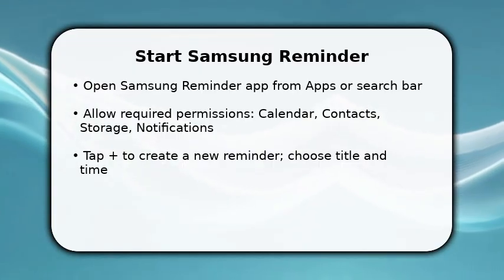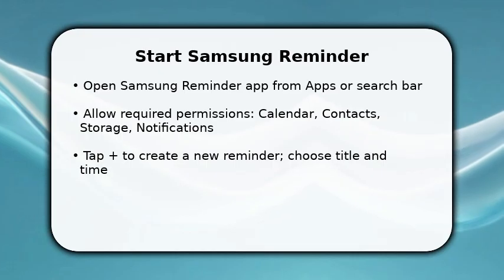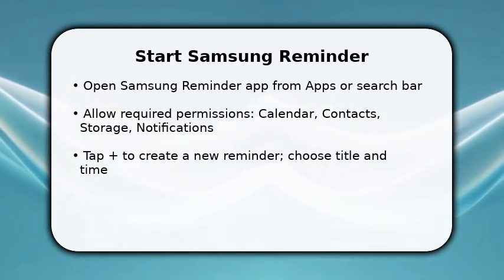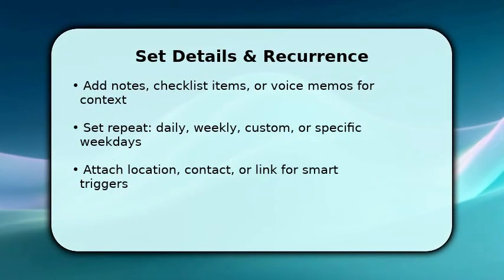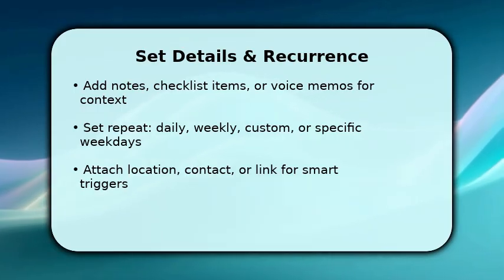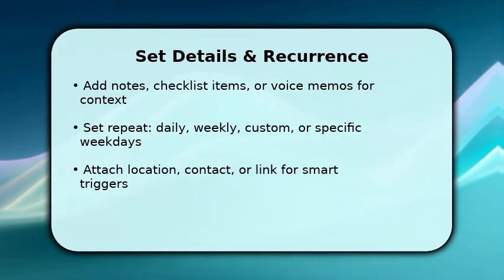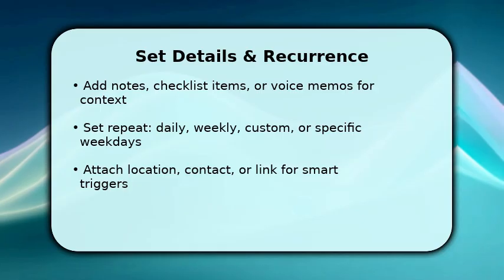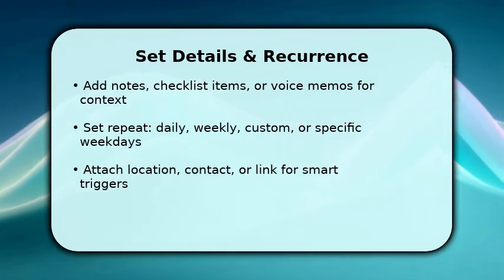This first step ensures your reminder appears where and when you expect it and sets the foundations for recurring or advanced options later. Next, flesh out the reminder so it becomes actionable. Add notes or a checklist to break the task into steps, and record a voice memo if you prefer audio cues. Choose recurrence, daily, weekly, or custom so you don't recreate the reminder.